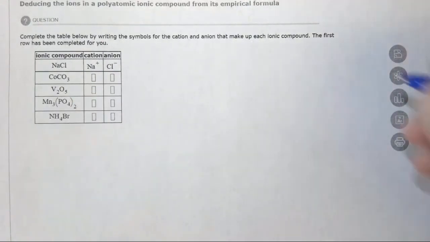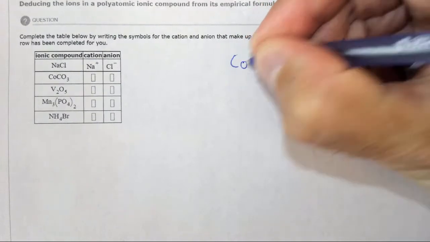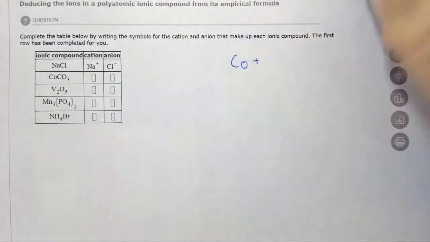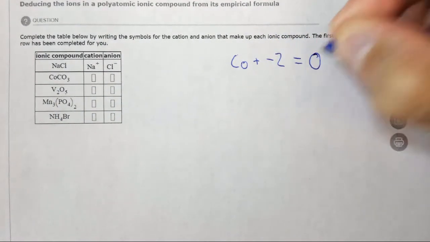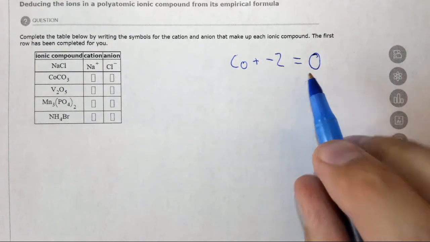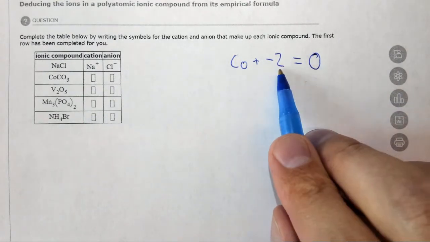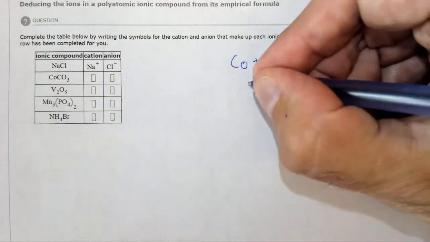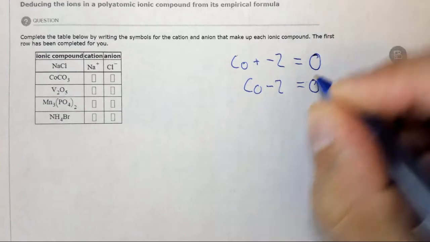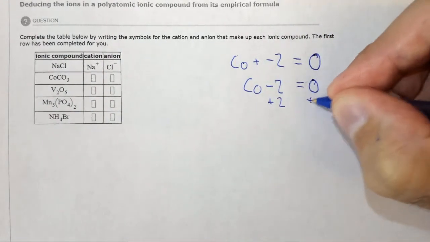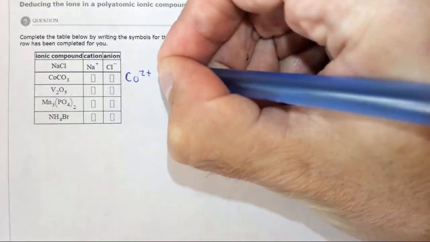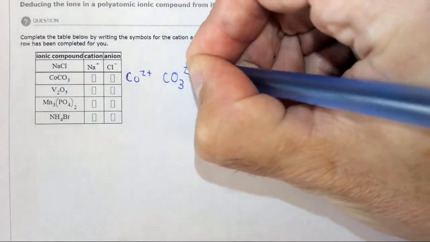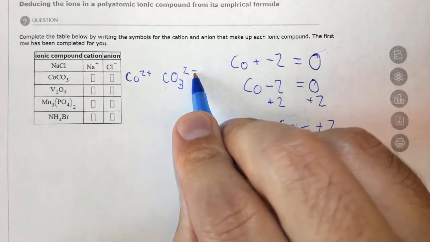You may have done similar problems to this in the past. Here we're going to take Co plus the charge on carbonate, which is -2, equals 0, the overall charge on the species. Essentially, the charge on cobalt plus the charge on carbonate must be overall neutral. Co - 2 = 0. Add 2 to both sides. Co equals +2. So here, Co is 2+, and carbonate is CO3, 2-: a carbon, 3 oxygens, and a 2- charge.